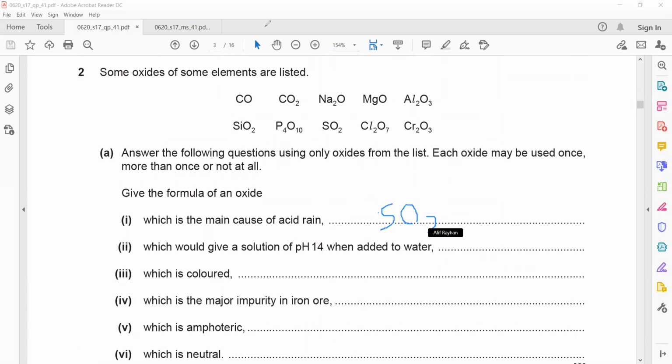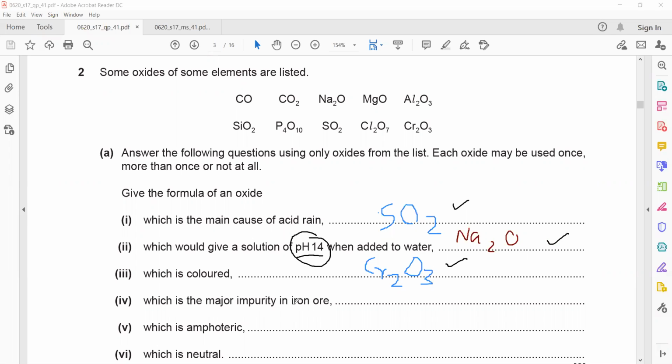Acid rain, because fossil fuel which contains sulfur burns and forms sulfur dioxide, and sulfur dioxide mixes with water vapors in the atmosphere, responsible for acid rain. Which would give the pH 14, which will make an alkaline solution? It should be a metal oxide. That's correct, sodium oxide. Which is colored? Colored means it contains a transition element. So chromium(III) oxide, that's right.